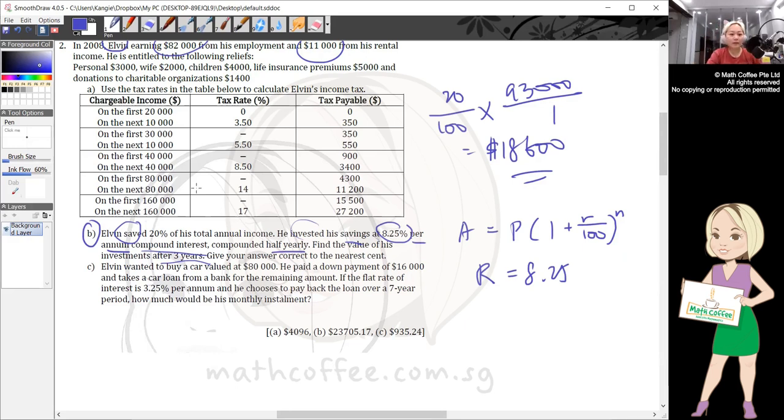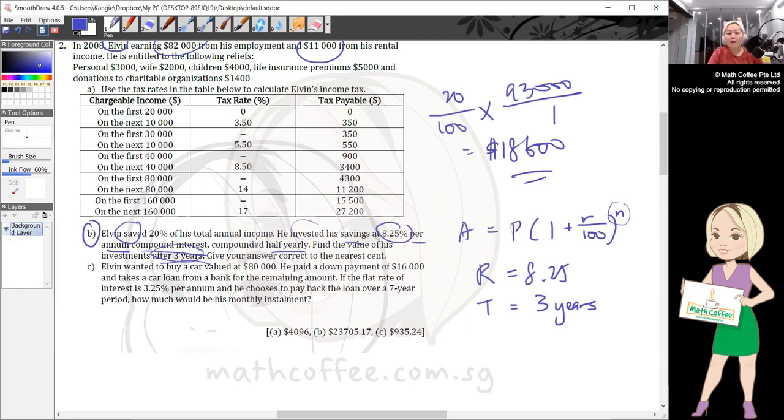Later I explain. Next is after 3 years. Okay, this is T, the time. I will put it as 3 years. You see, I never put the n, because n represents another thing. Now I need to find out what's my small r, and what's my n.